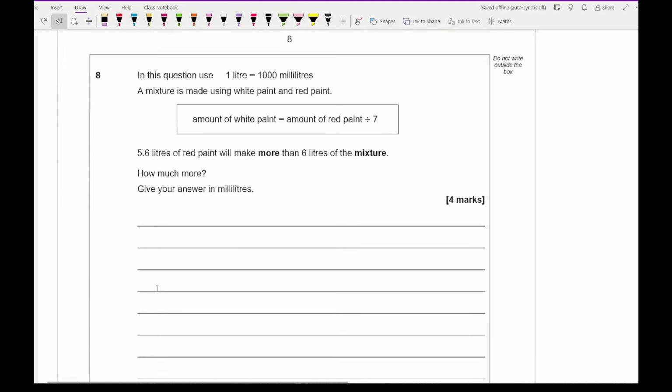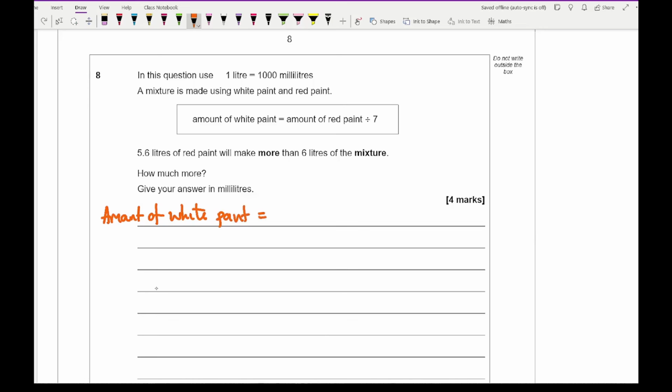Then moving on to question 8. It says that in this question, 1 litre equals 1,000 millilitres. A mixture is made using white paint and red paint, and it says the amount of white paint equals the amount of red paint divided by 7. 5.6 litres of red paint will make more than 6 litres of the mixture, but how much more? Give your answer in millilitres. So here, let's first of all work out the amount of white paint.